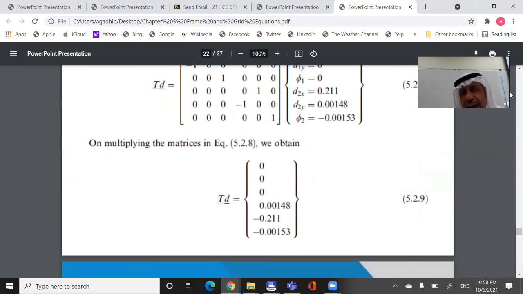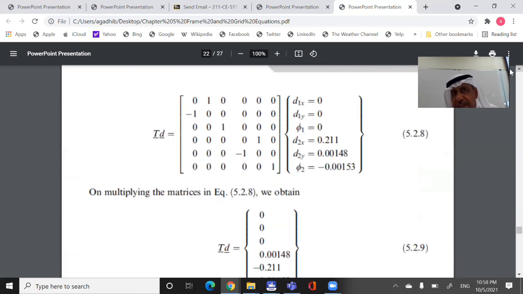You're transporting what? Transforming what? Take the global, because the answer that you get is global, you multiply it by the transformation, that will give you D local. You see? D local.